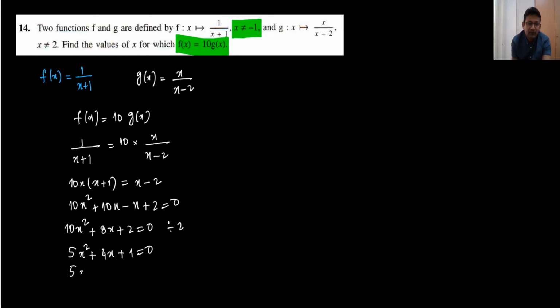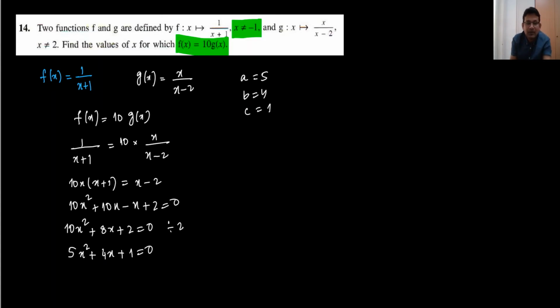Now you need to make the factors: multiply to get 5 and add to get 4. I think the easiest factors are 5 and... adding to get 4 is not possible. So we need to use the quadratic equation formula. A equals 5, B equals 4, C equals 1. Let me check. Multiply to get 5 and add to get 4. I think so, not possible.